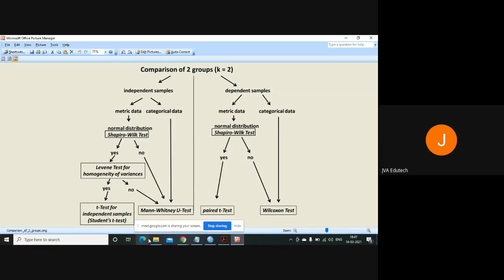So the error we normally make is that we just decide what statistical test we are going to use. But no, you have to make a decision tree: okay, if this situation is fulfilled, then I will arrive at this test, else I will go for its non-parametric equivalent. Similarly, there are a lot of tests. I'll just share with you.